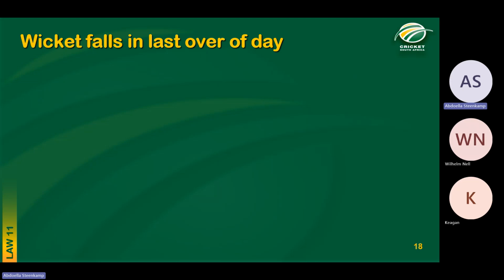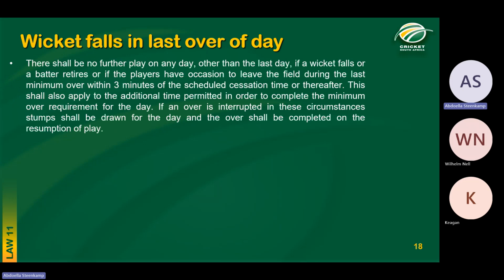So the completion of overs is a max of 30 minutes from your cessation time, and let's assume it's 17:30 for all these examples. So the first playing condition tells us that there shall be no further play on any day, and we're not referring here to the last day. The last day is something else, because that's when the last hour kicks in, and we handle it differently. But we're now speaking of day 1 and day 2. No further play on any day.